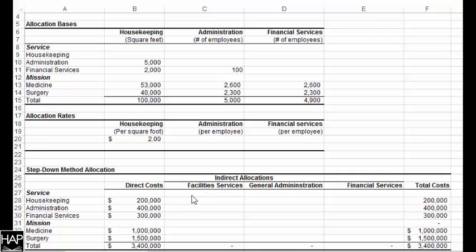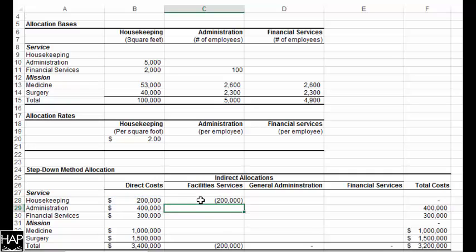And what's going to happen is the costs for each department will change because I'm going to add the allocated piece of housekeeping to the direct costs here. I'll show you what I mean here. I know that facilities services, so housekeeping in other words, the indirect allocation for facility services is going to be negative whatever the direct cost is because we're allocating away the full amount.